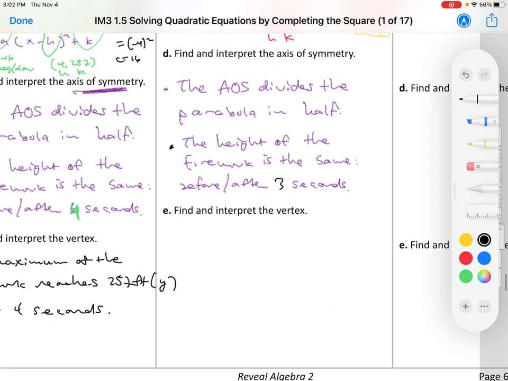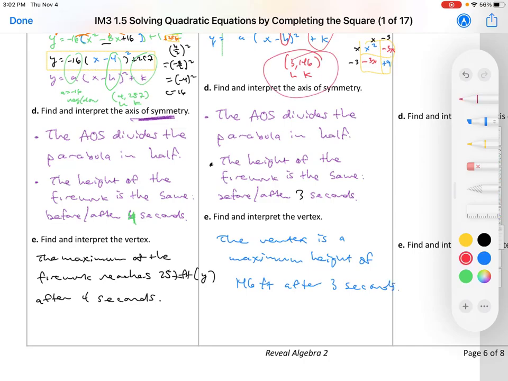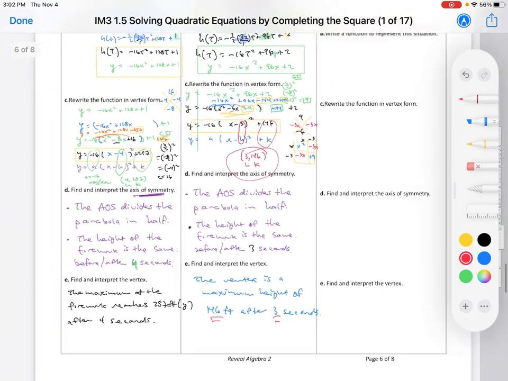Okay, interpret the, we could do the same thing. The vertex is a maximum height of 146 feet after how long? 3 seconds. So I'm getting those numbers from here. Okay?